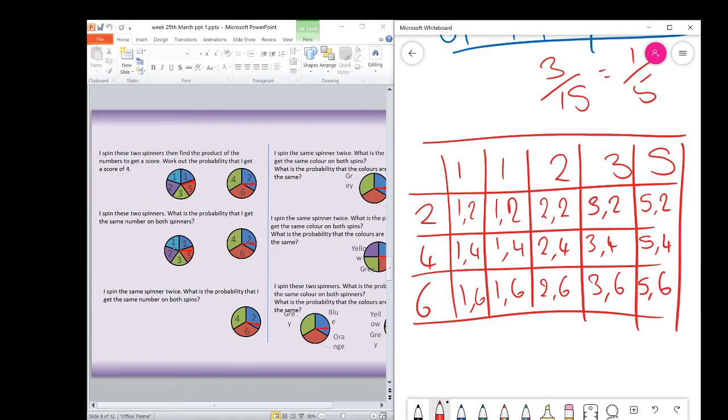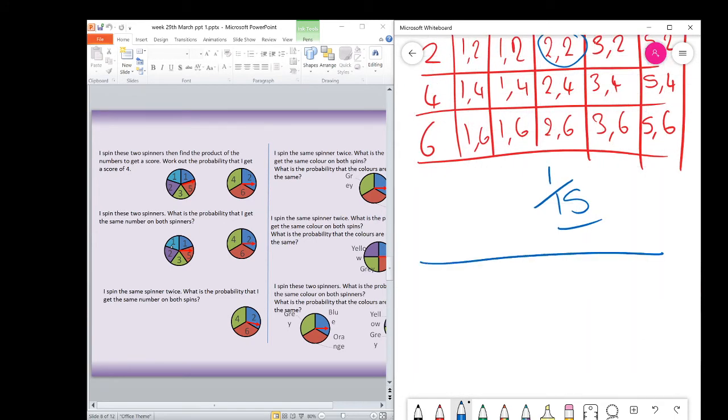What's the probability of getting the same number? So the same number happens here, a 2 and a 2, and nowhere else. So it happens once out of how many times? 3, 6, 9, 12, 15. Okay.